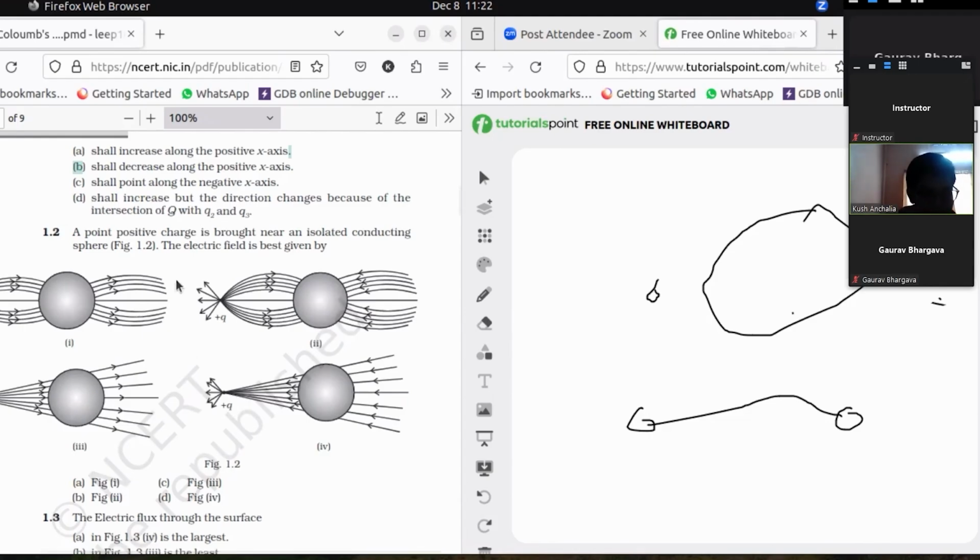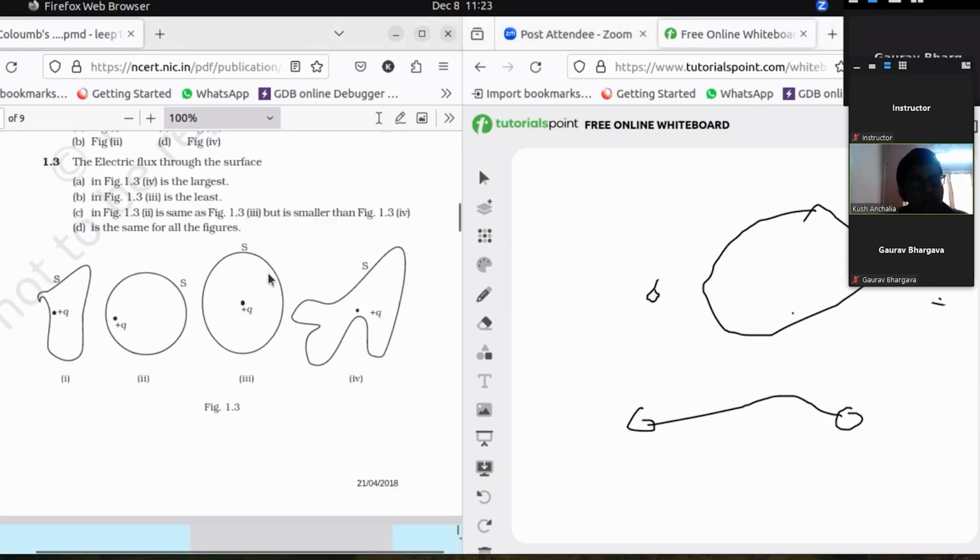Now, a positive charge is near. Let us consider both as positive. The best way of doing this: is 1 and 2 the same? One more thing: the net electric field inside is always 0, so the number of lines incoming and the number of lines outgoing should be the same. So 2 cannot be there, obviously. So I think the option should be 1. Option should be A.